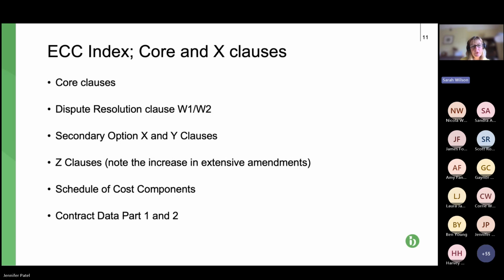The Z clauses we've covered. We also have a schedule of cost components, which is right at the back of the contract, and it's basically a shopping list of what the contractor or subcontractor is entitled to claim and how it claims it. And it applies to compensation events. So the compensation event covers any extra work.